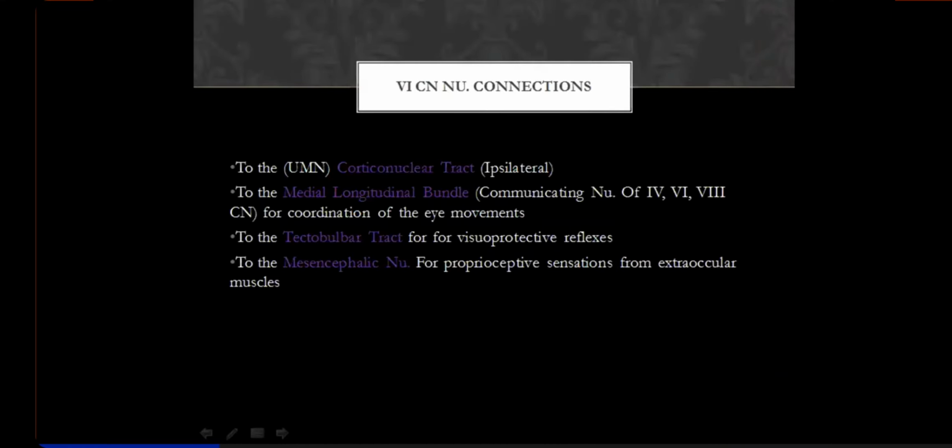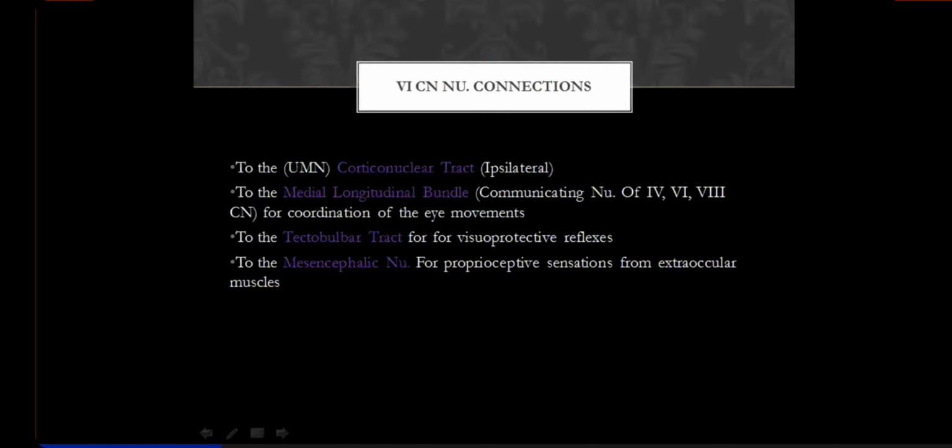Now, the sixth cranial nerve connections. I believe if it's not visible, you can concentrate and listen to what I'm saying.